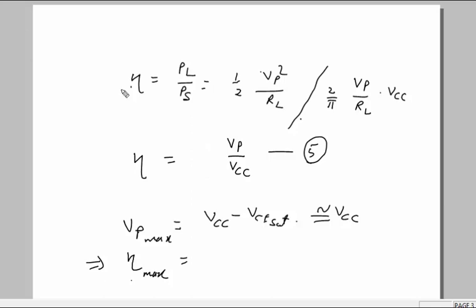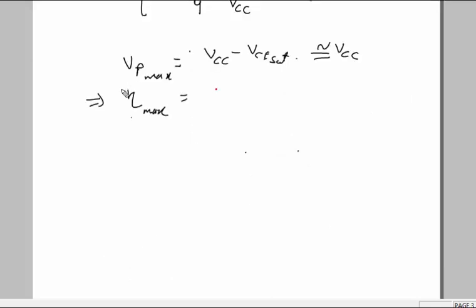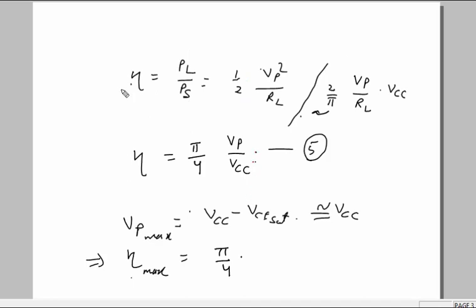So this is pi by 4, because this pi is down, it will go up, no? Okay, so now eta max will be pi by 4, okay, and if Vp becomes Vcc, so this both will be cancelled, so we'll get only pi by 4, okay.